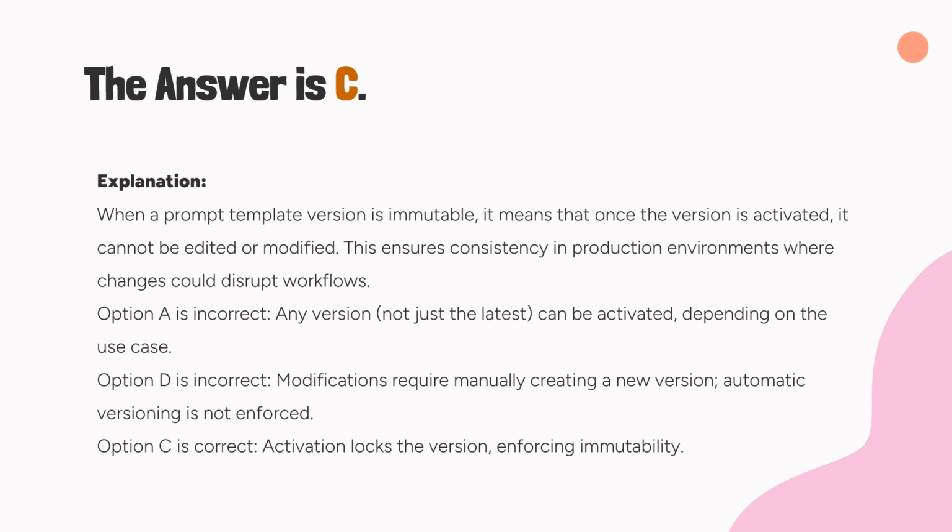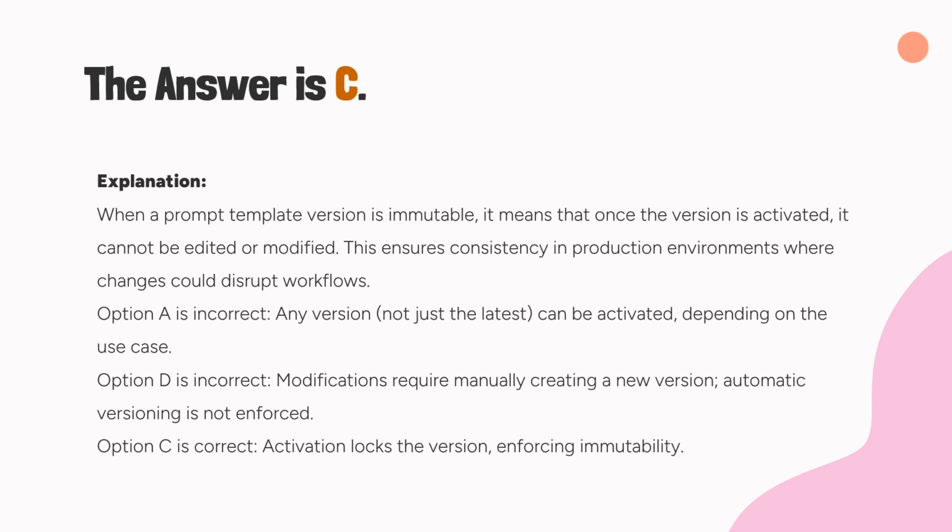When a prompt template version is immutable, it means that once the version is activated, it cannot be edited or modified. This ensures consistency in production environments where changes could disrupt workflows.